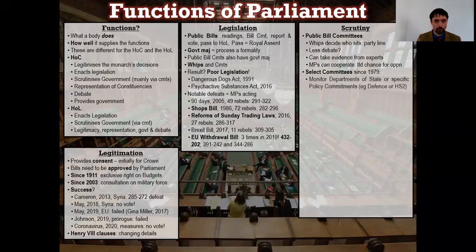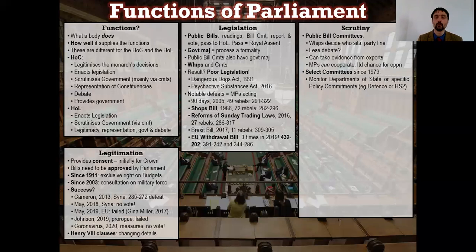And they were to monitor departments of state or specific policy commitments to ensure they didn't overstep their bounds and to make sure they were doing their job appropriately. And so they're a form of checking the homework, if you will, of various government departments, and they can call in ministers for questioning about what they're doing, why they're doing it, and what the reasoning is behind what they're doing. What evidence have they heard? They can also hear evidence themselves.